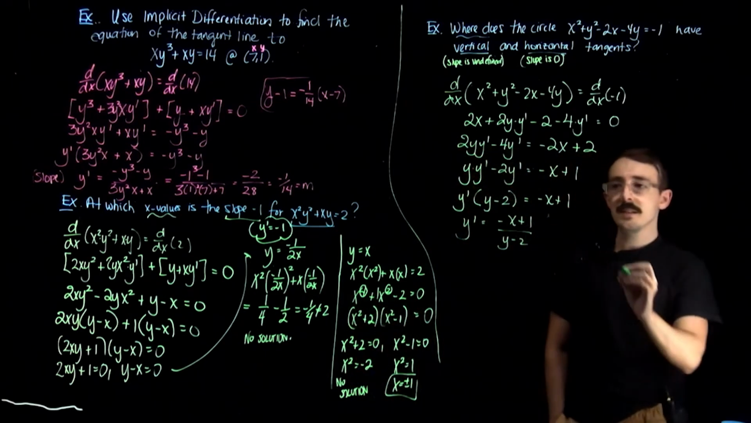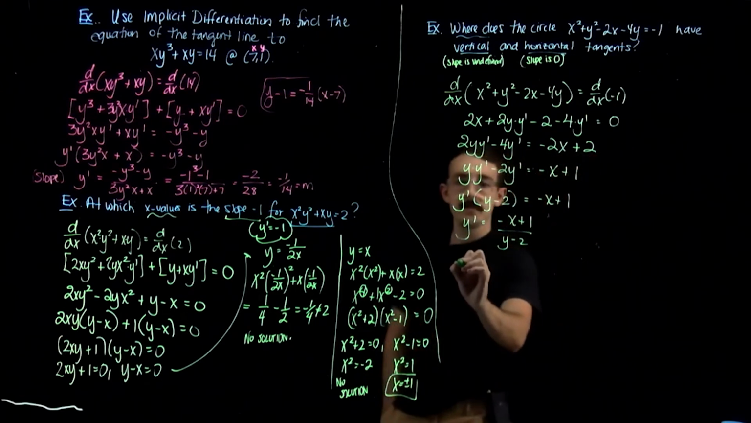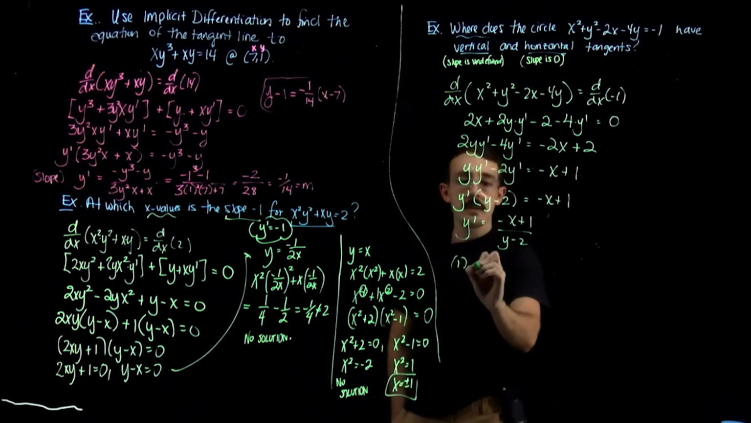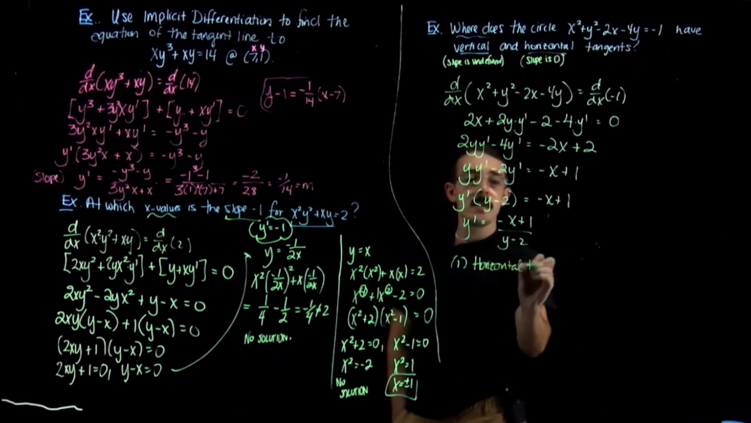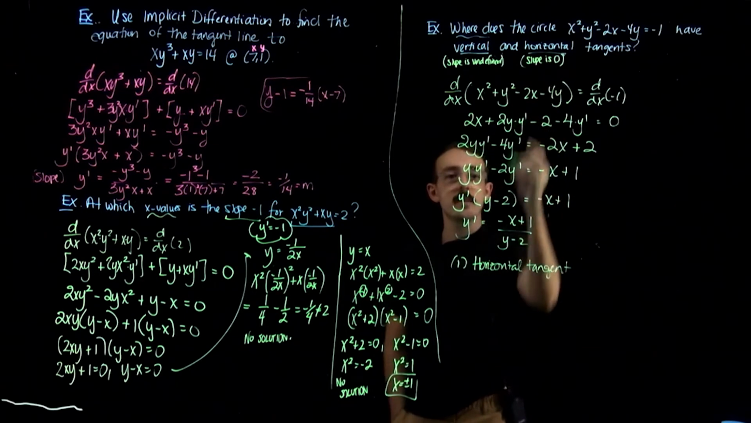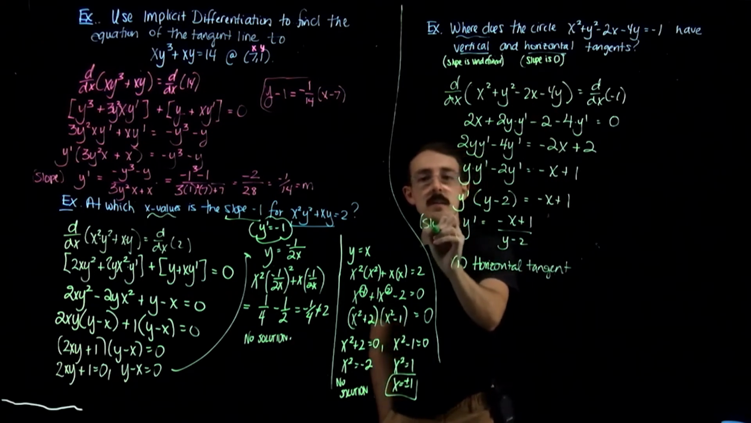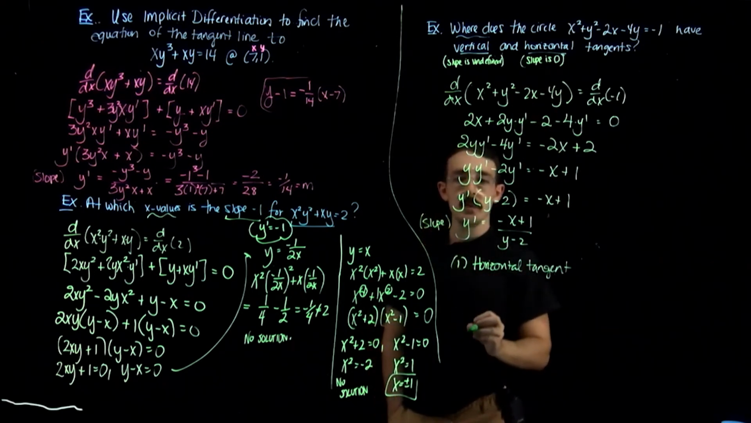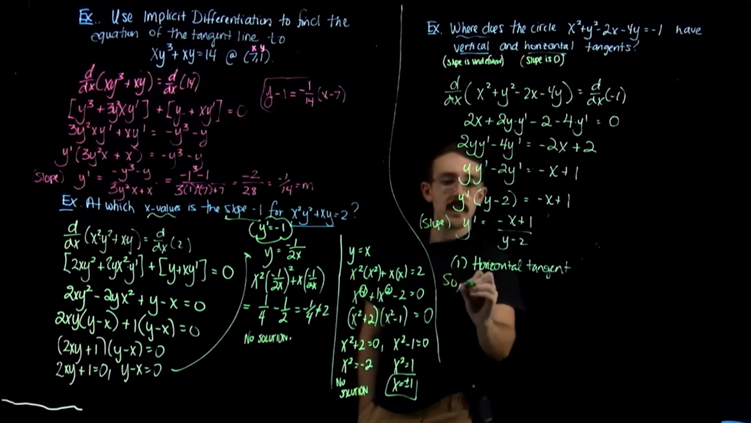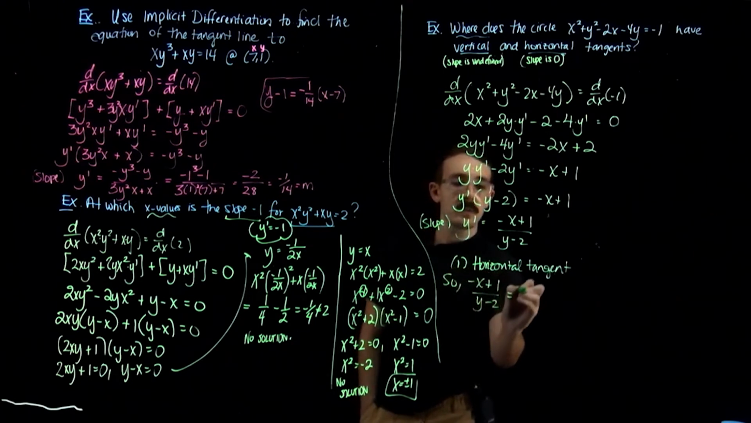So we have 2 things to do here. The first one that I'm going to do is I want a horizontal tangent. So remember, that means that the slope is 0. And this right here is my slope. So negative x plus 1 over y minus 2 equals 0.